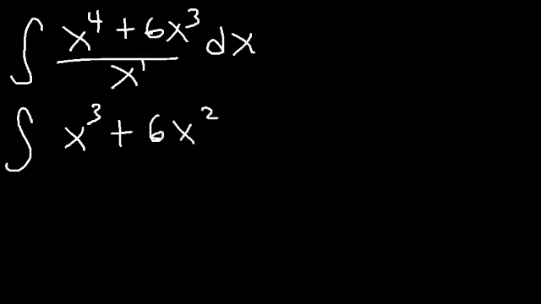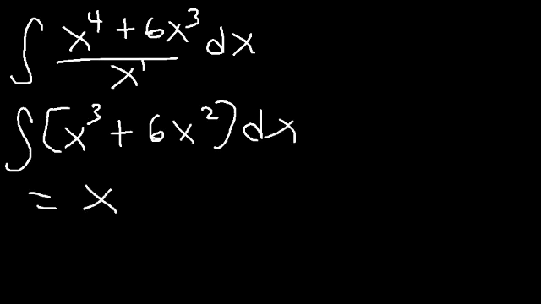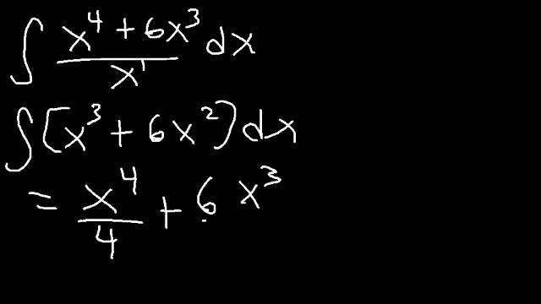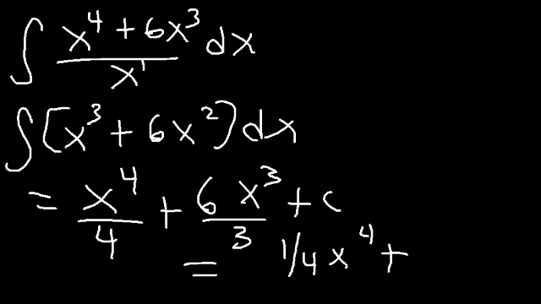And now, as you can see, it's fairly easy to find the antiderivative. So this is going to be x⁴ divided by 4 plus 6x³ divided by 3 plus c, which we can write as 1/4 x⁴ plus 2x³ plus c.